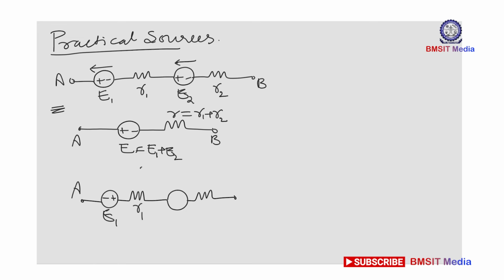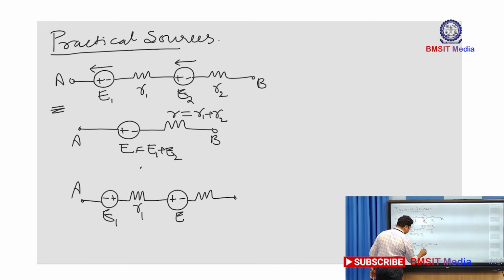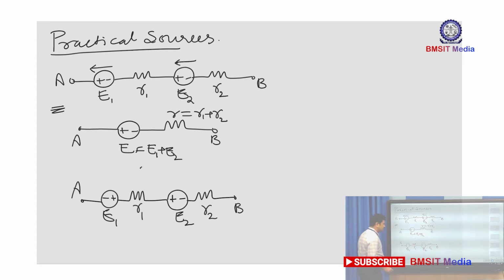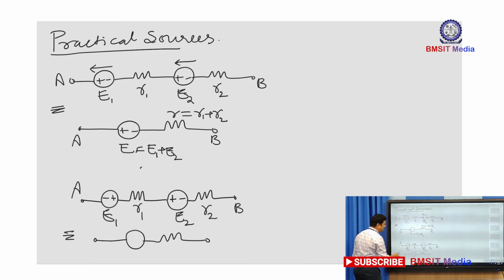Source value E1 with internal resistance R1, source value E2 with internal resistance R2. Equivalently, I can write the source value of the resultant voltage source as the difference. Again, the polarity depends upon whether E1 is larger or E2 is larger. So I will take one of the representations.